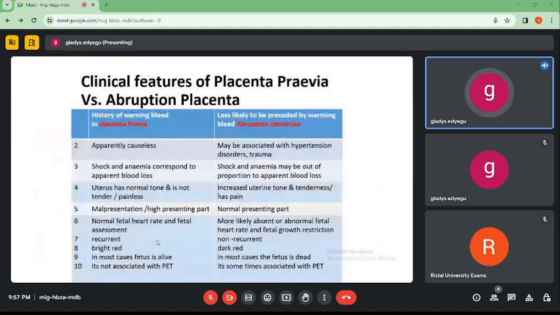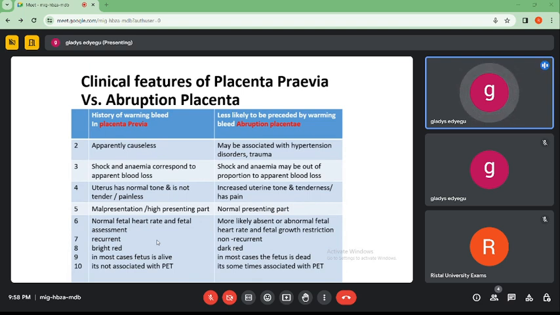Clinical features of placenta previa versus abruptio placenta. These are the key conditions that cause antepartum hemorrhage. Having talked about placenta previa and abruptio placenta, we also have the clinical features that are key in both conditions, and that's how we are able to differentiate. We mentioned them in the presentation, but I decided to make this slide basically to help us understand and compare the signs and symptoms that occur in each condition.